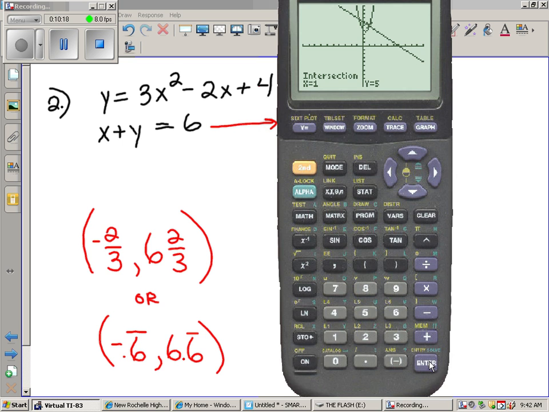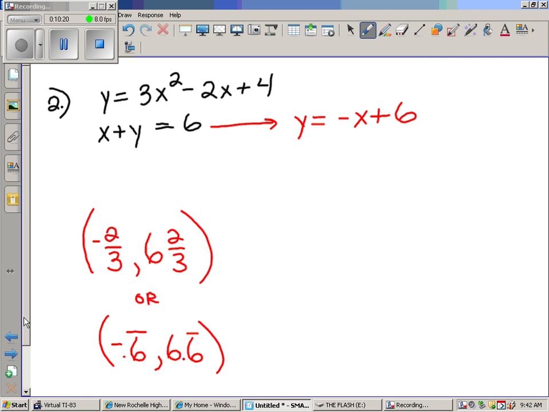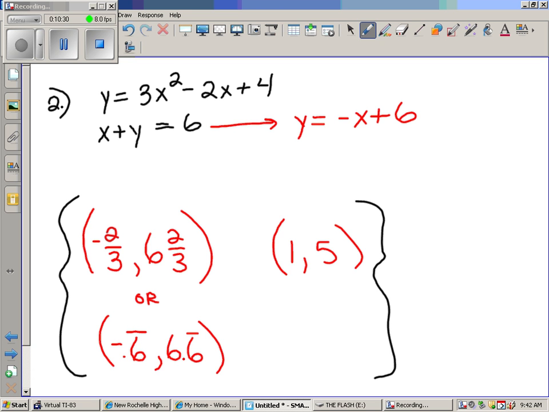It's 1 comma 5. The other one is 1 comma 5. And then finally, we're going to put our big solution brackets over it. No, you don't. I just put that in there just to say you could have written one or the other.